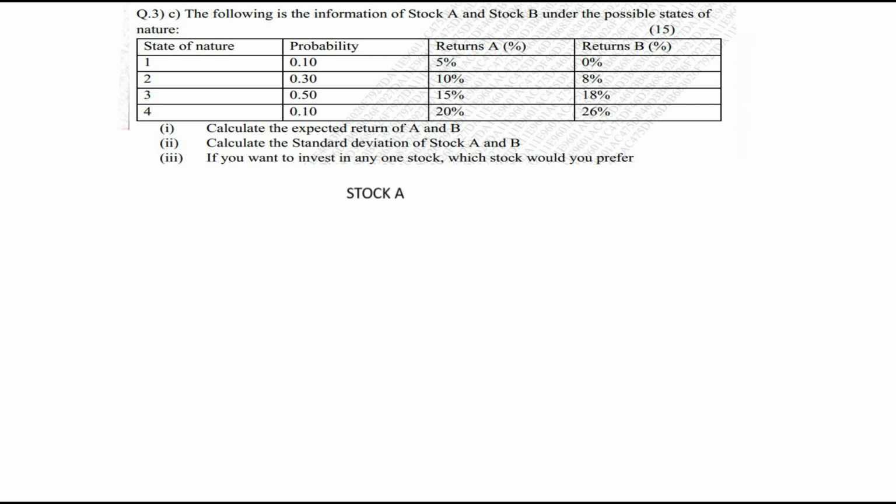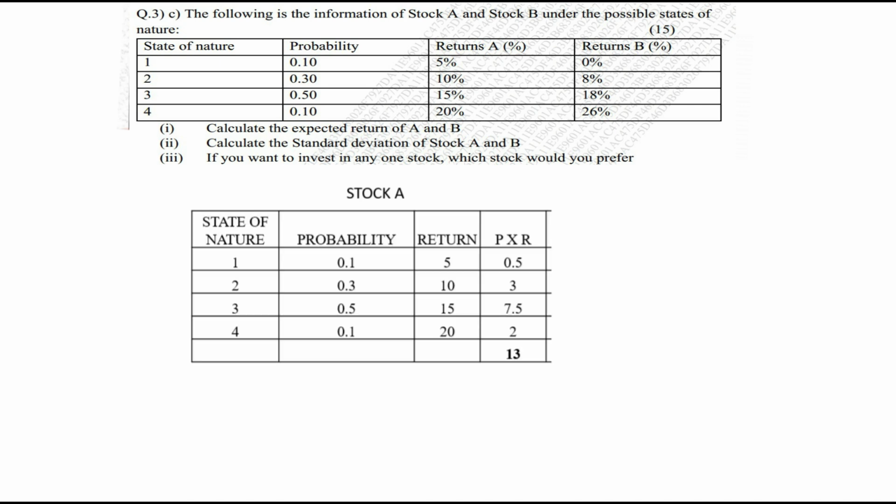We have to take the return of A and the probability data together. So: state of nature, probability, return. The next column will be P into R. Returns are your R, your probability is P. When you multiply, you get P into R. The total of that is your expected return. So 0.1 into 5, 0.3 into 10, 0.5 into 15, 0.1 into 20, we get the total. Therefore, our expected return R bar is sigma P into R, which comes to 13%.